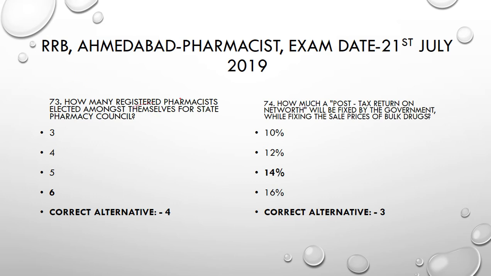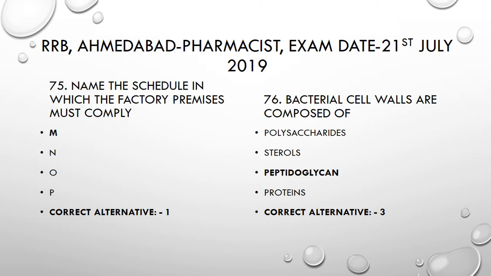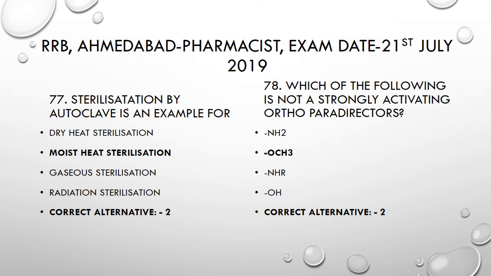How many registered pharmacists are elected among themselves for the State Pharmacy Council? 6 pharmacists. How much post-tax return on net worth will be fixed by the government while fixing the sale price of bulk drugs? That is 14%. Name the schedule in which factory premises must comply. Schedule M, GMP, good manufacturing practices. Bacterial cell walls are composed of peptidoglycans. Sterilization by autoclave is an example of moist heat sterilization.